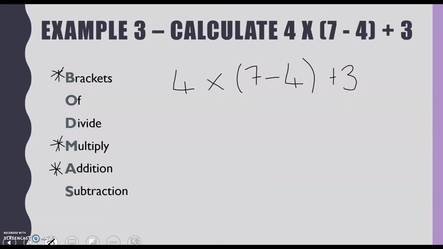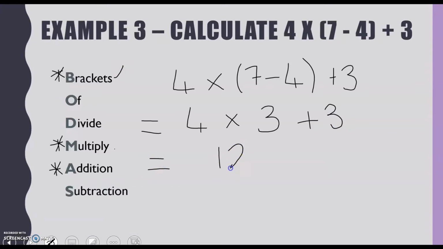So my bracket first of all, so on my next line, 7 take away 4 is 3. I've still got my 4 times by at the start, and that plus 3 at the end. So we've done brackets. The next thing is to multiply. So 4 times by 3 is 12, plus this 3 at the end. So we've done multiply, and addition is left over. So 12 plus 3 gives me 15 for my final answer.